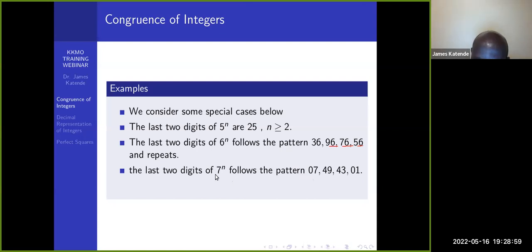The same ideas can be used for 7. The last 2 digits will be 07, 49, 43, 01, then you go back to 07 and so on.